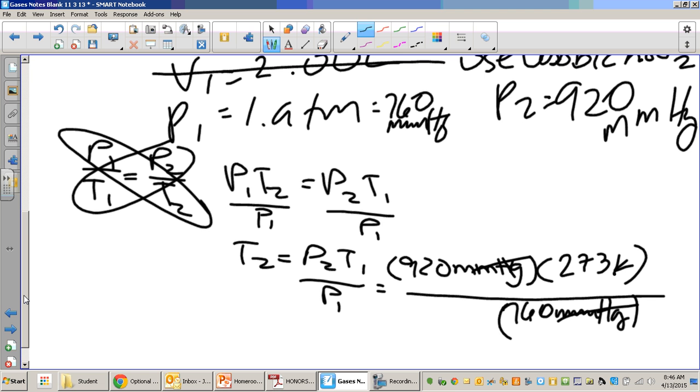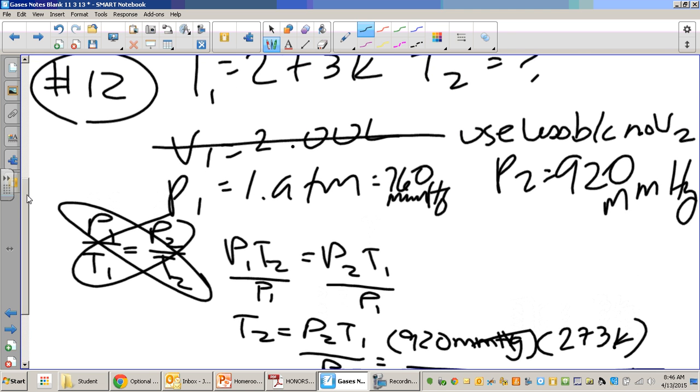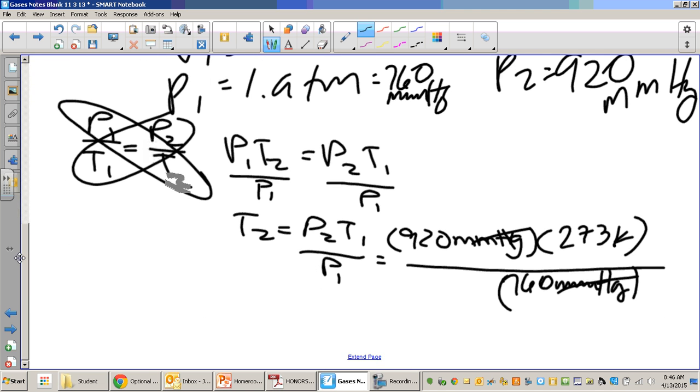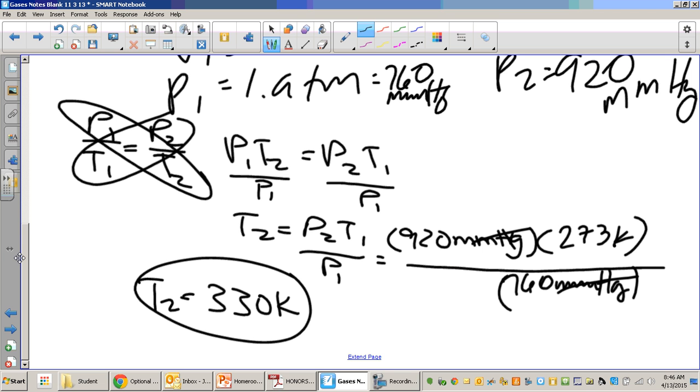This was number 12 if you needed that, on the homework from last night. And I'll do number 10 tomorrow. That's number 12.